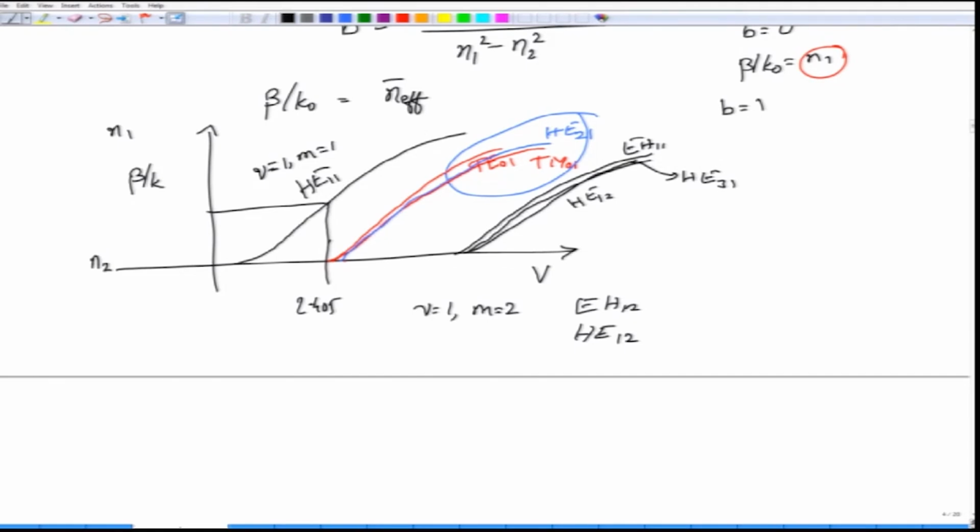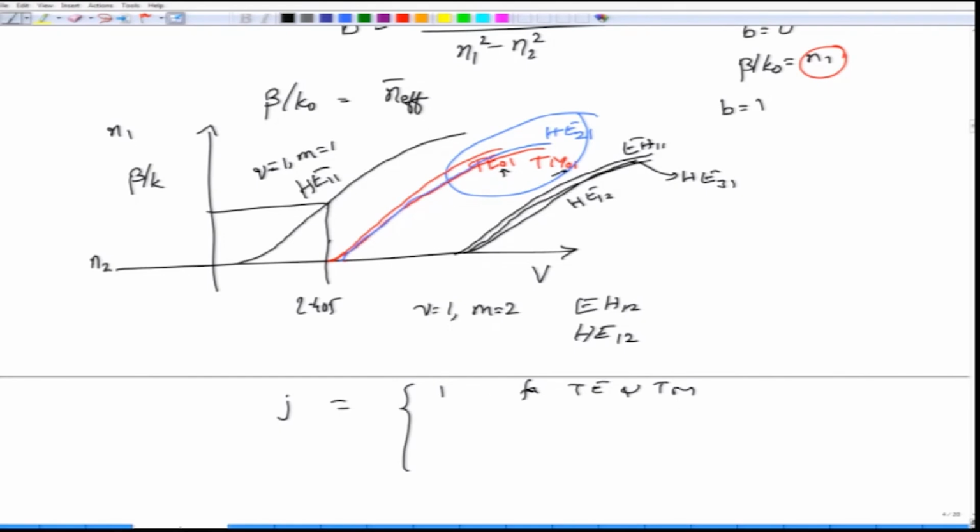Since the first index is always equal to 0, I can write down a new parameter called j, which I will define as 1 for TE and TM modes. You see that TE01 and TM01 are actually having 0 all the time, but then I am defining that as j equal to 1.